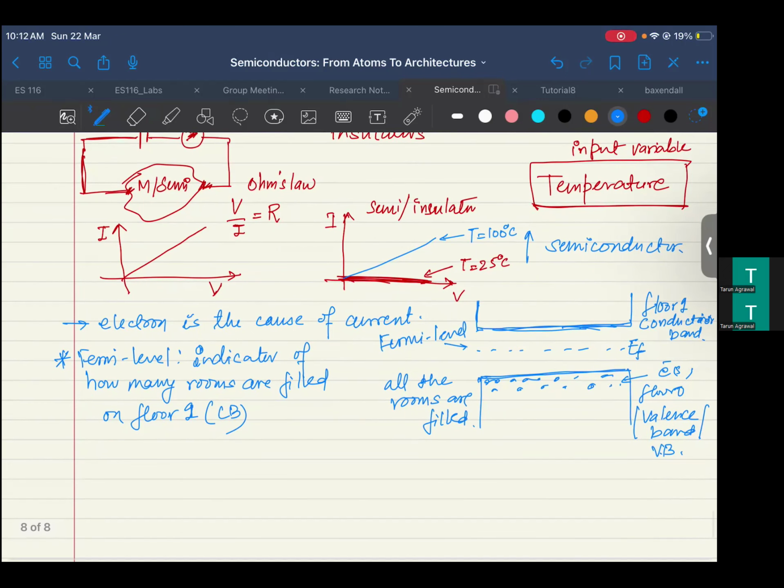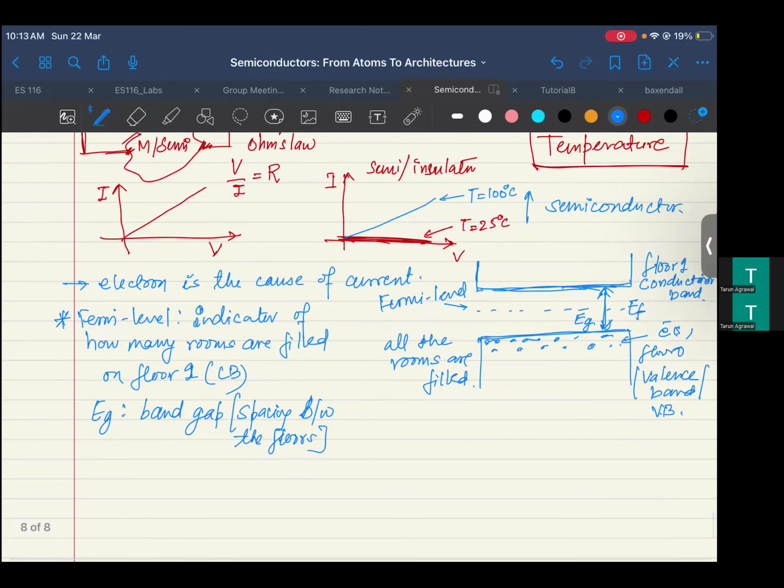Now, what is a semiconductor? The gap between the floors is what we know as Eg, the band gap, which is the spacing between the floors. Obviously, between the floors there is no room. It is basically a gap, which we know as the band gap, where there are no rooms. An electron cannot occupy any state there.